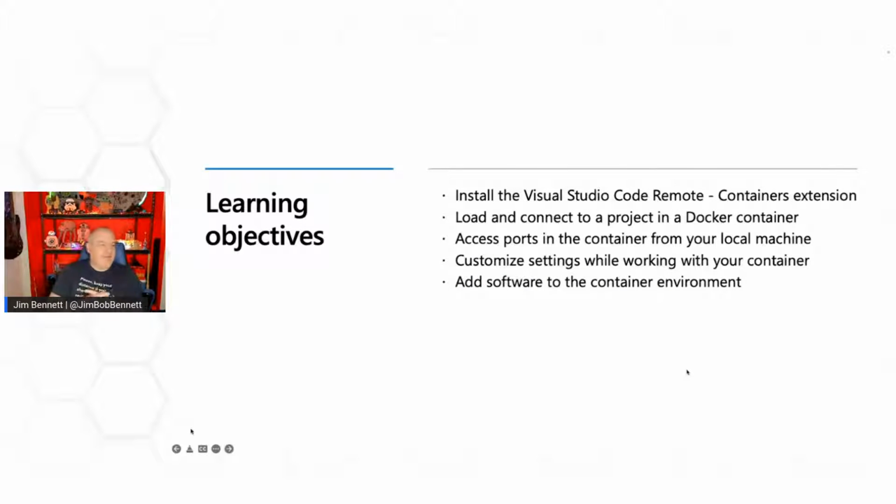So what are the learning objectives of today? Today we want to learn about the Visual Studio Code Remote Containers extension. We want to use that to connect with a Docker container, launch this container, access ports, tweak some settings, and add software to the container environment. All this probably sounds a bit confusing. Don't worry about this now, but this is what you get out of this by the end of it. And all these terms should make sense when we get to the end of this workshop.